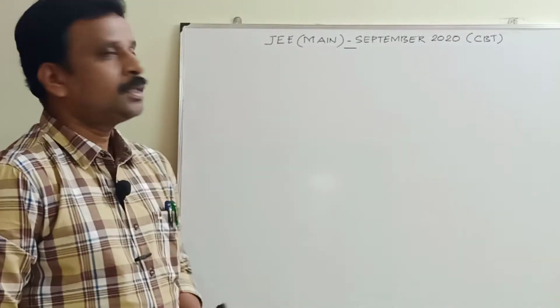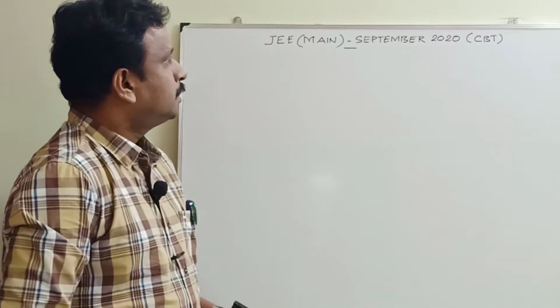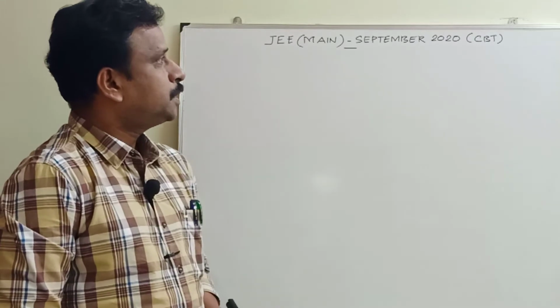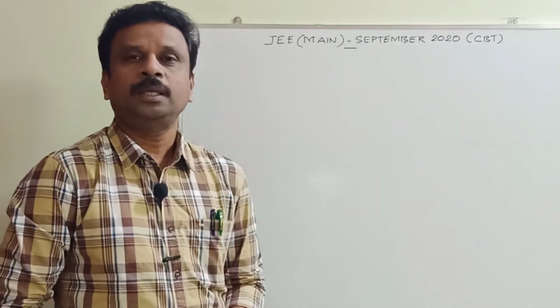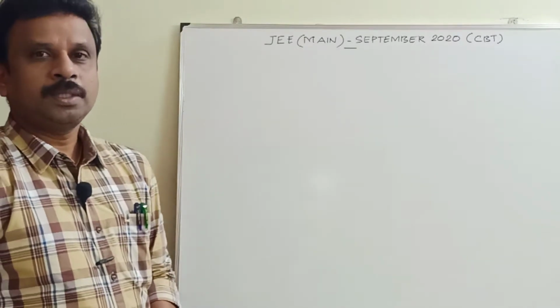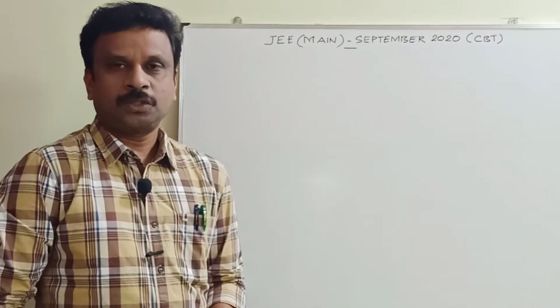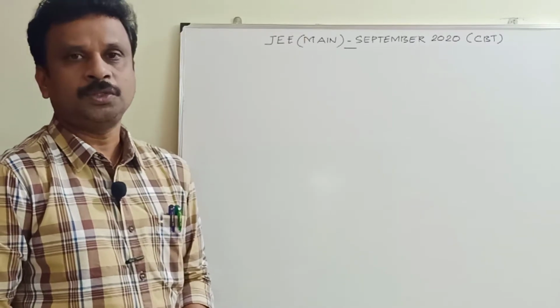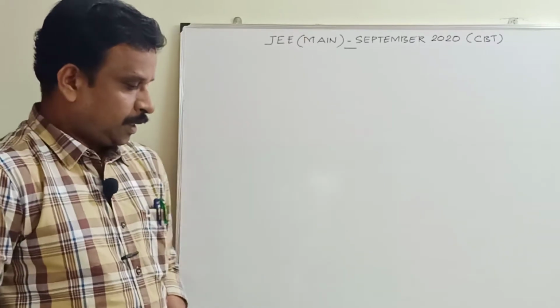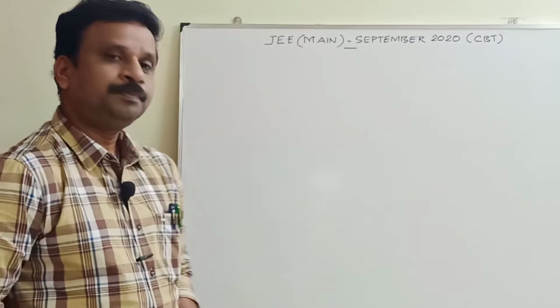So now we are going to discuss JEE Main September 2020 CBT based physics question part 2. In this video session we are going to discuss from question number 6 to 10. So totally 5 questions we are going to find the solution. Okay, let's discuss the sixth one.